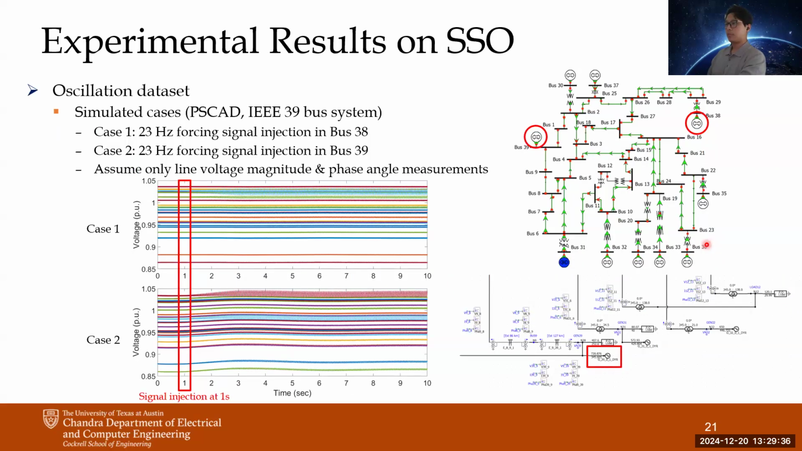So until now, I have discussed the low frequency oscillation cases, and our paper only handles low frequency oscillation cases. I newly tested our framework on subsynchronous oscillation cases. But we could not find any open source data for subsynchronous oscillation cases. We made two authentic oscillation cases using the PSCAD tool, and we injected a subsynchronous forcing signal into bus 33, 38, and 39. We injected the signal at 1 second.